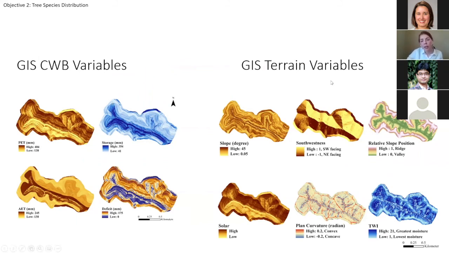But if you look at the GIS terrain variables, they can be much more nuanced. So I think they're able to capture some of those nuanced patterns of species distribution, and also particularly looking at relative slope position, able to reflect those topographic position nuances that a lot of species seem to be reflecting.